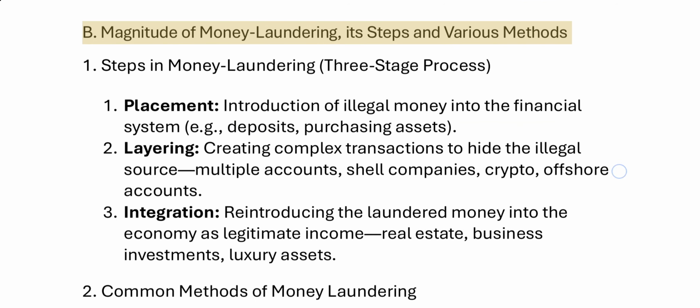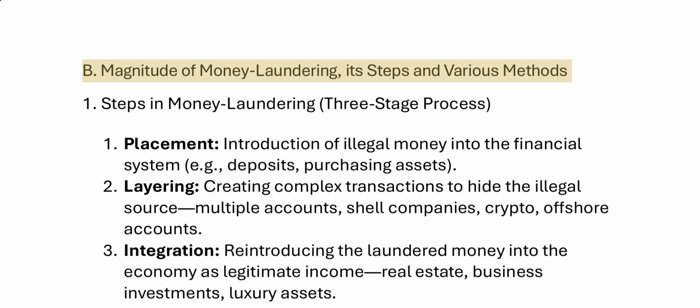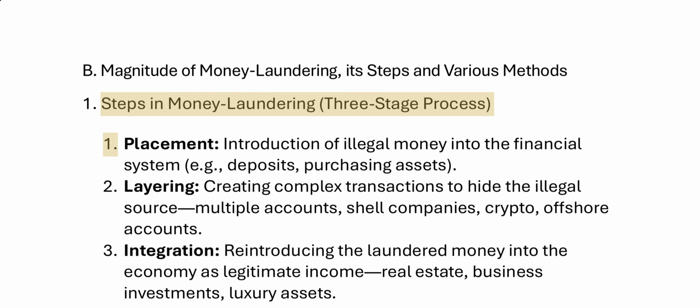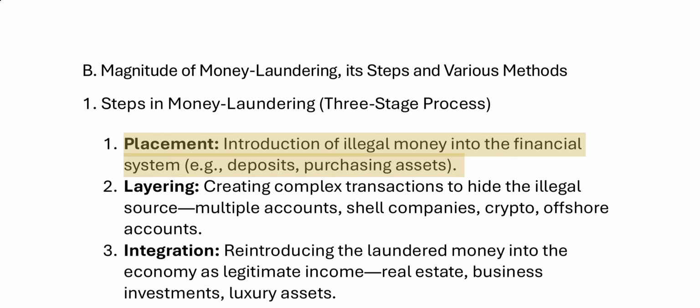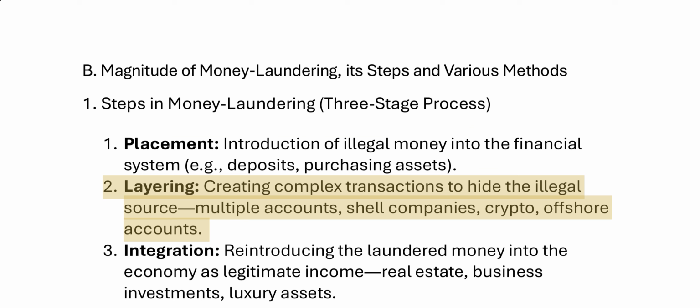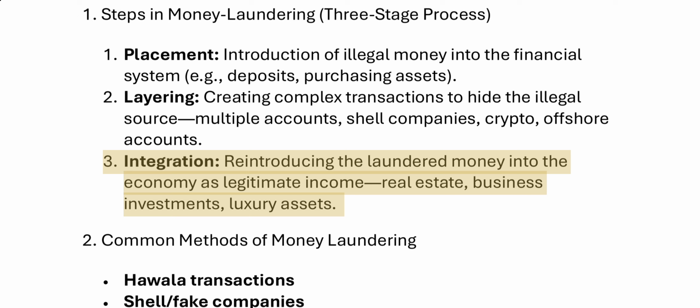B. Magnitude of money laundering, its steps and various methods. 1. Steps in money laundering, a 3-stage process. 1. Placement. Introduction of illegal money into the financial system, e.g., deposits, purchasing assets. 2. Layering. Creating complex transactions to hide the illegal source: multiple accounts, shell companies, crypto, offshore accounts. 3. Integration. Reintroducing the laundered money into the economy as legitimate income: real estate, business investments, luxury assets.